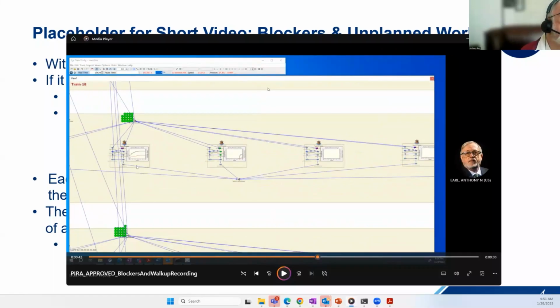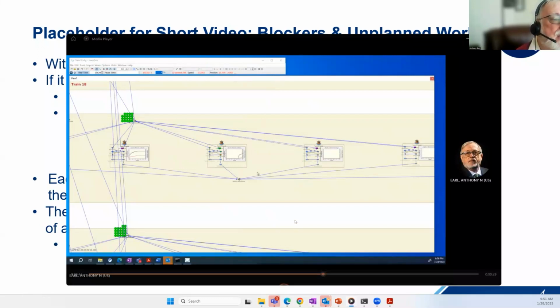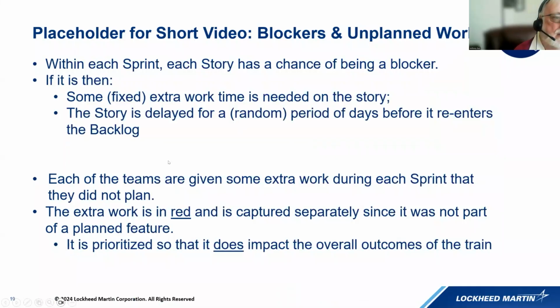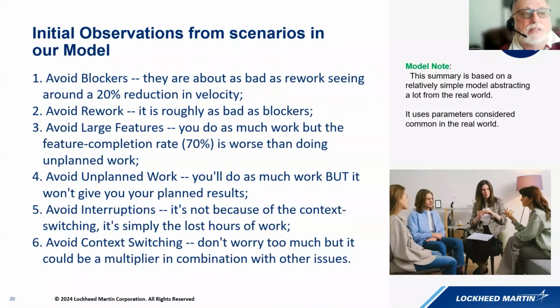I wish I could zoom in even further, but you can see there's an extra loop here, the delay loop, which was for the blockers, and then the red dots that start to appear. There's the delay loop happening, and also the red dots are the extra work that wasn't planned. So that's already having a significant impact on the rate at which teams can actually finish their work. So I was able to add that and some other scenarios as well.